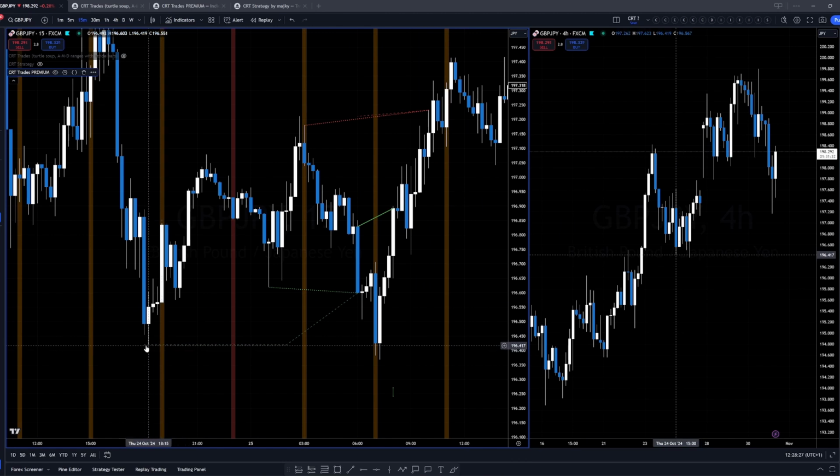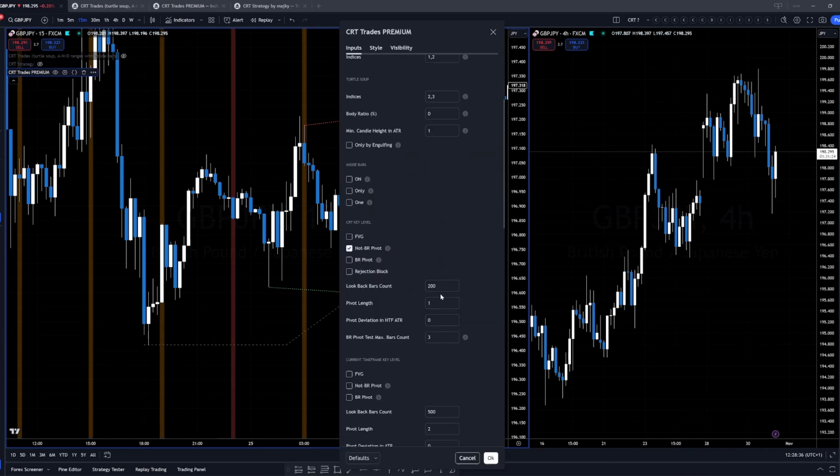So as we can see here, and on the higher time frame, we can see that it is this one. We can also set the pivot length. So we have only one. So it means if you have a pivot low, there must be one candle higher on the left and one candle higher on the right. Also, we can set some pivot deviation in higher time frame at ATR.